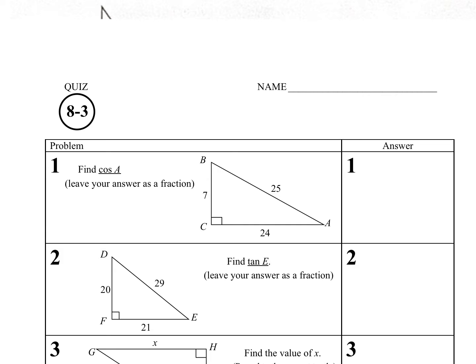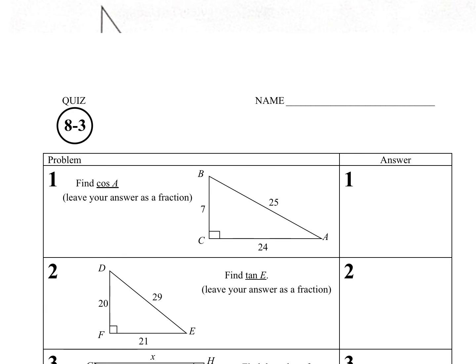For 8-3, this was all the SOHCAHTOA. So I highly recommend at the top, you write out SOHCAHTOA. Do you know how to spell SOHCAHTOA? Makes all the difference in the world if you do, okay?